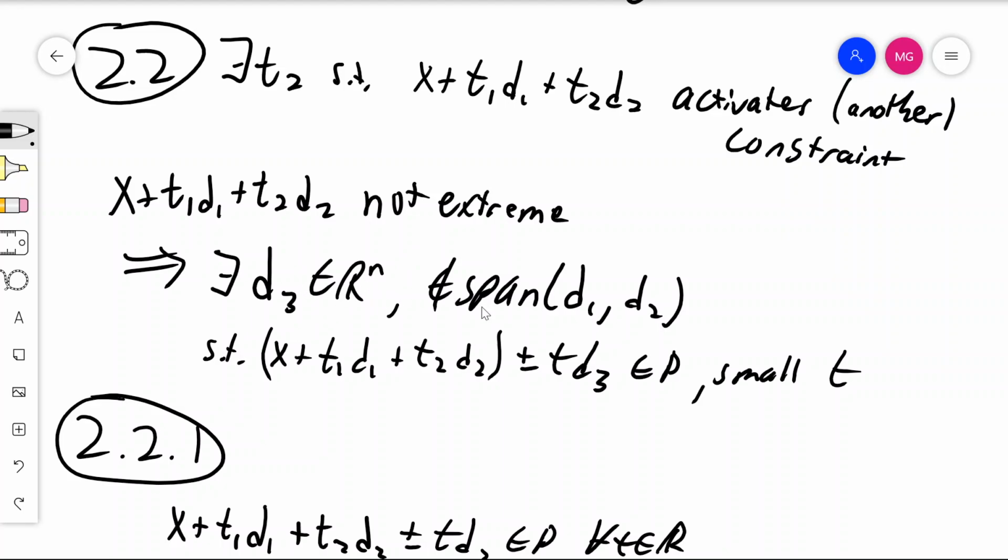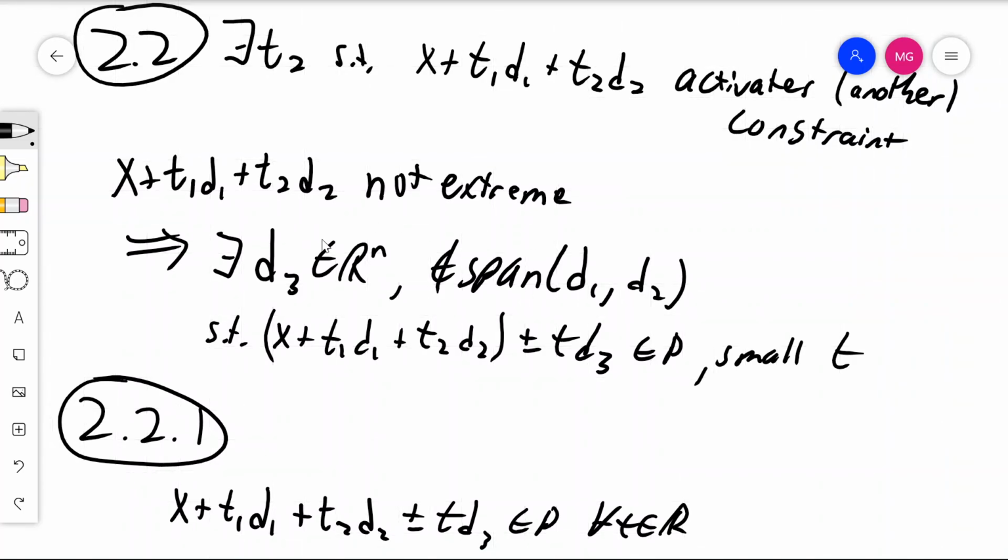And that direction d3 is not in the span of the original directions d1 and d2, because if it were, then that means we've moved some non-trivial amount in the directions of d1 or d2, and if we did that, then we would have crossed over the boundaries that we ran into when we traveled in those directions already. So that can't happen. So we can't be in the span of those vectors. So this d3 is guaranteed to exist, and it's also guaranteed to not be in the span of the prior directions.